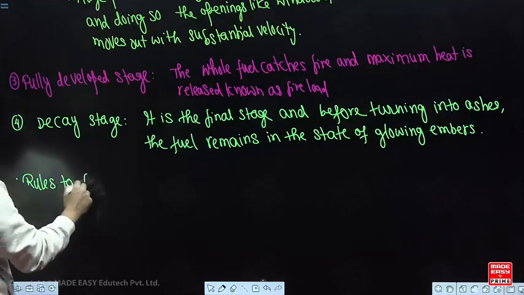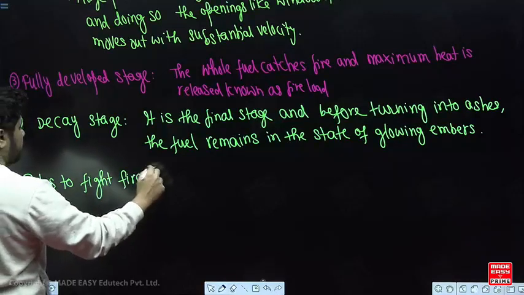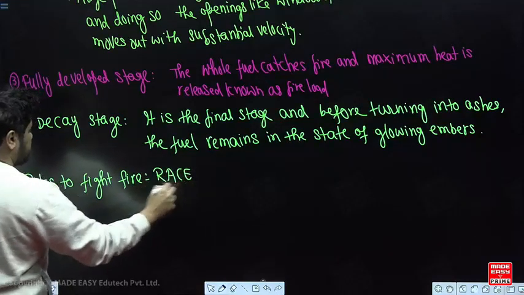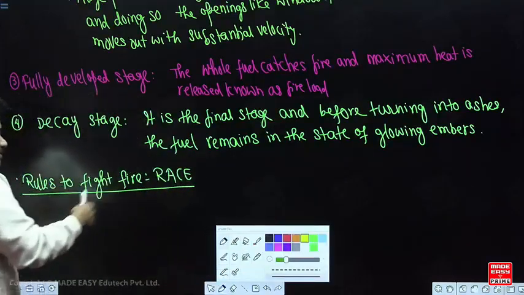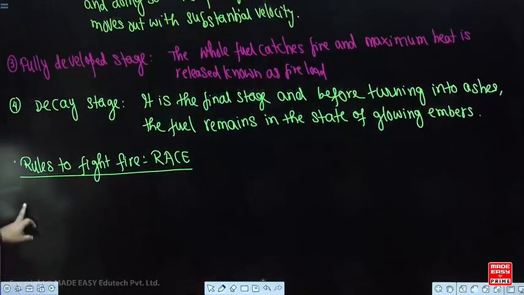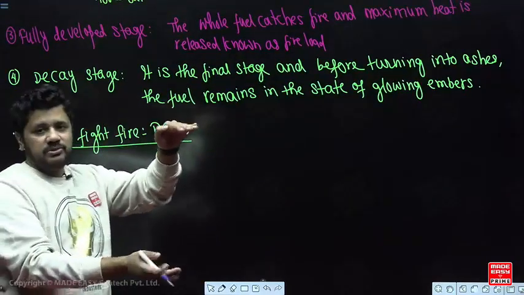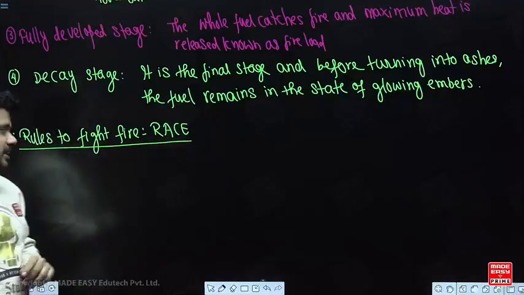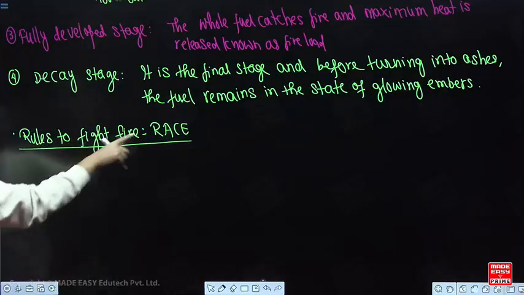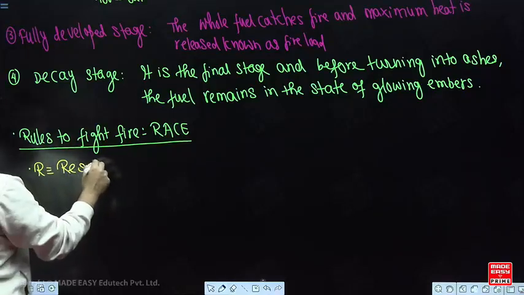नेक्स्ट, रूल्स टू फाइट फायर, एक्रोनिम इज रेस. ये एक्रोनिम आपसे एग्जाम में पूछा जाता है, एंड ये सारी चीज आपके फायर एक्सटिंग्विशर पे भी लिखा होता है. दिस टर्म्स आर बेसिकली रिटन इन रेस, पास, इस तरीके से. इफ यू सी इन द पोर्टेबल फायर एक्सटिंग्विशर, देयर इट इज रिटन इन सम फायर एक्सटिंग्विशर रेस और पास, समथिंग लाइक दिस. व्हाट इज रेस? दिस इज योर एक्रोनिम. आर स्टैंड्स फॉर रेस्क्यू.